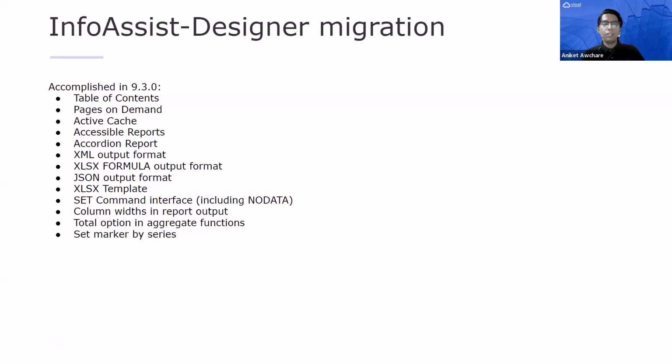Then we have the much awaited set command feature that we have added in the UI. Right now you can use set commands directly from the UI instead of doing it syntactically. We also did a bunch of minor adjustments, like you can adjust the column width, and you can sort the columns based on the series, and so on and so forth.